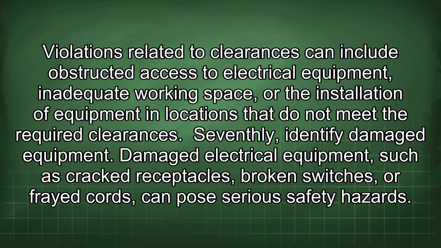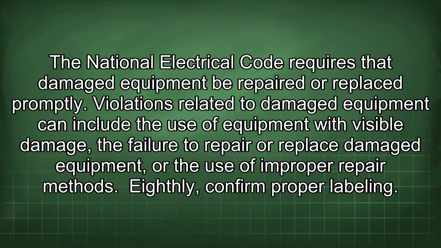Seventhly, identify damaged equipment. Damaged electrical equipment, such as cracked receptacles, broken switches, or frayed cords, can pose serious safety hazards. The National Electrical Code requires that damaged equipment be repaired or replaced promptly. Violations related to damaged equipment can include the use of equipment with visible damage, the failure to repair or replace damaged equipment, or the use of improper repair methods.